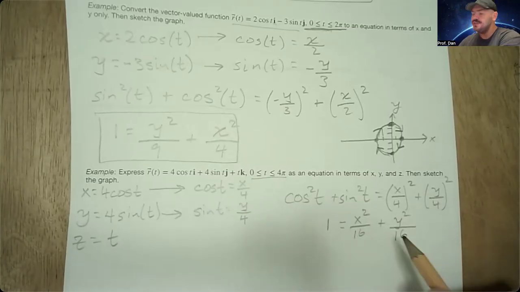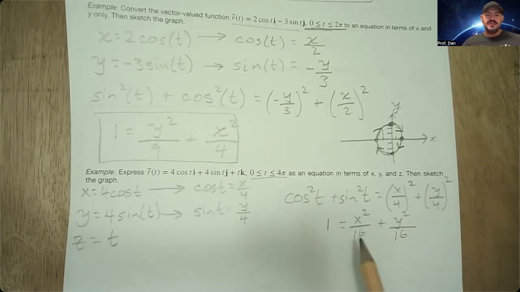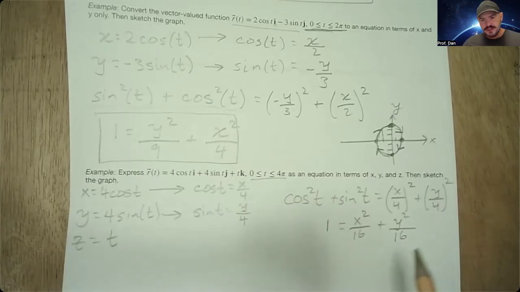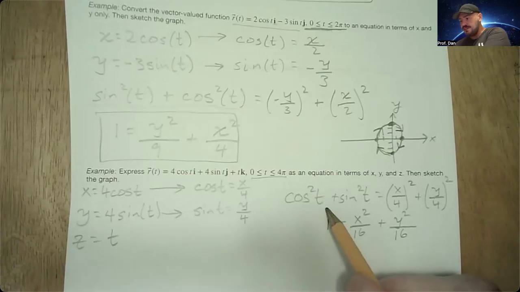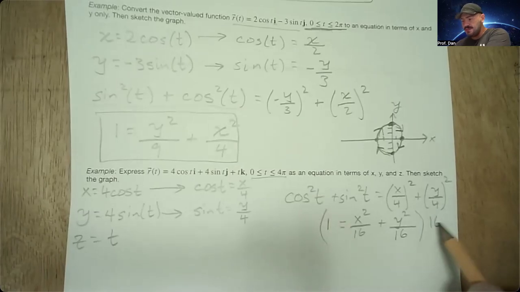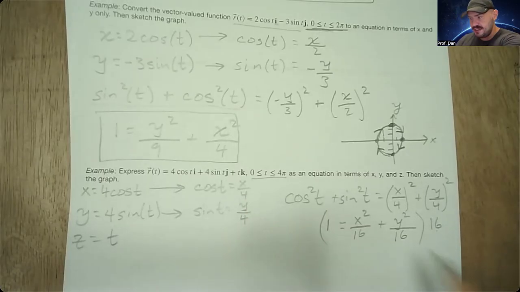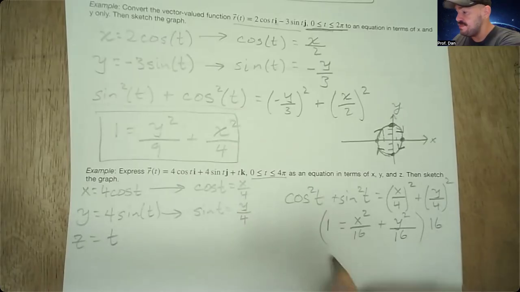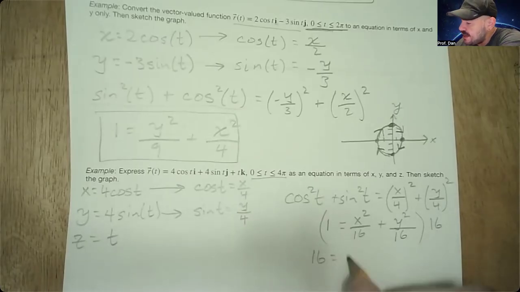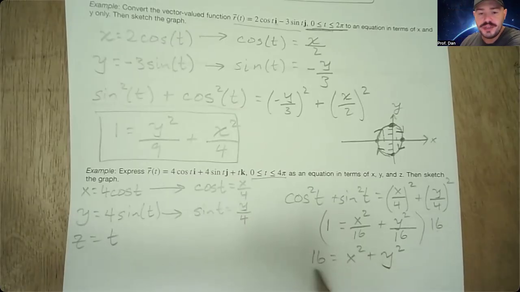Now, the thing I want you to notice about this one is that the numbers in the denominator are the same, which means this is not going to be an ellipse, it's going to be a circle. To make it a little clearer, if I were to just multiply every term by 16, or if I never divided by 4 in the first place, I would have gotten the same conclusion, right? Namely that we have a circle centered at the origin with a radius of 4.